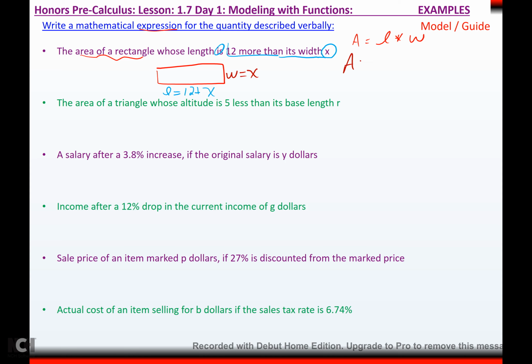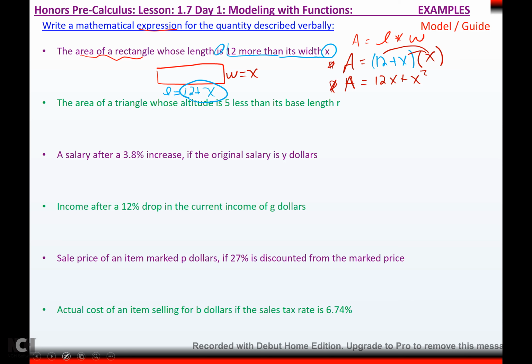So now all I have to do is substitute. I have area equals my length, which is 12 plus x, times my width, which is x. And again, you've translated it. Area equals length times width. You've translated it. If you had to simplify, you could distribute and get area equals 12x plus x squared. Both of these would be correct.